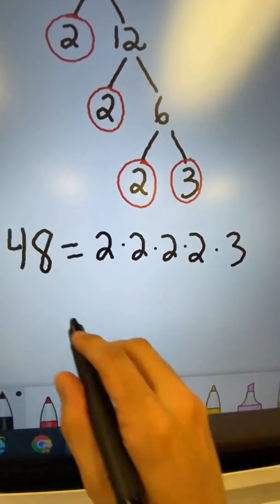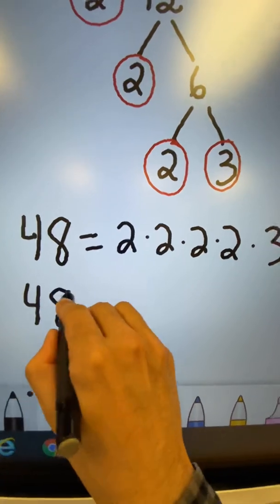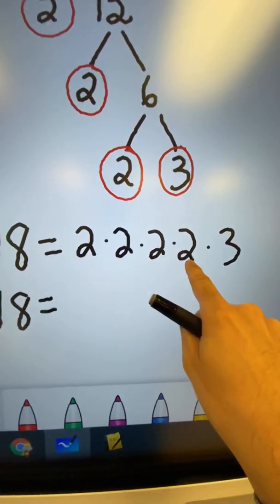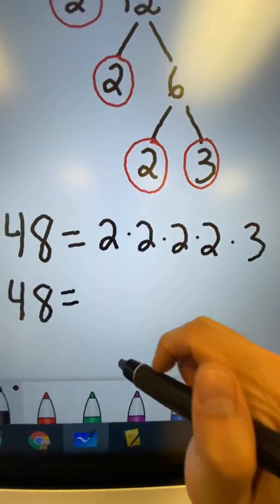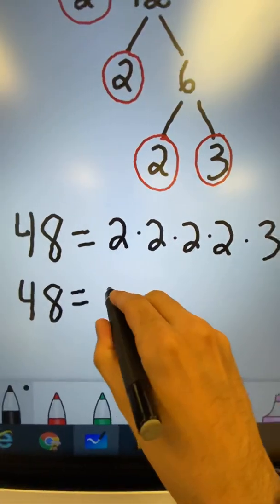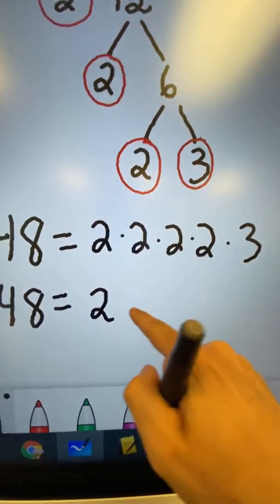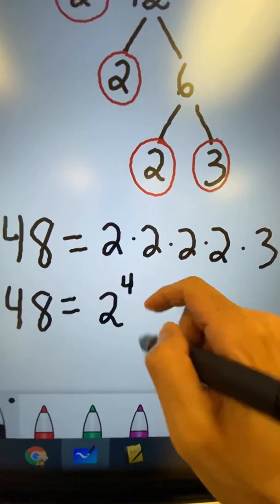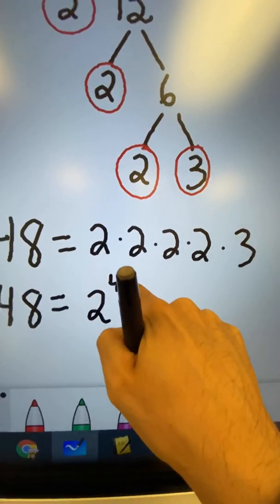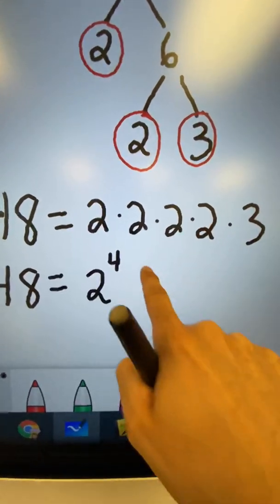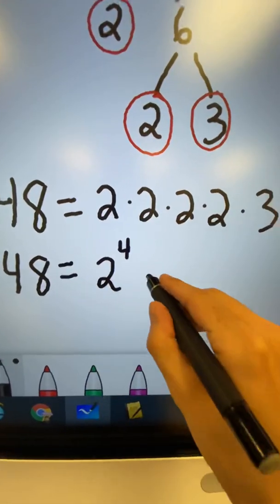And one last tip is, if you notice your prime factorization has a lot of repeats, like in this case we have 4 2's repeated, you can write it in exponential form. Whenever you have repeated multiplication, you take the number that's being repeated and you write the number of times it repeats, that's your exponent. So it repeats 4 times. So 2 to the 4th actually means the same thing as 2 times 2 times 2 times 2. We're just condensing it, making it smaller.